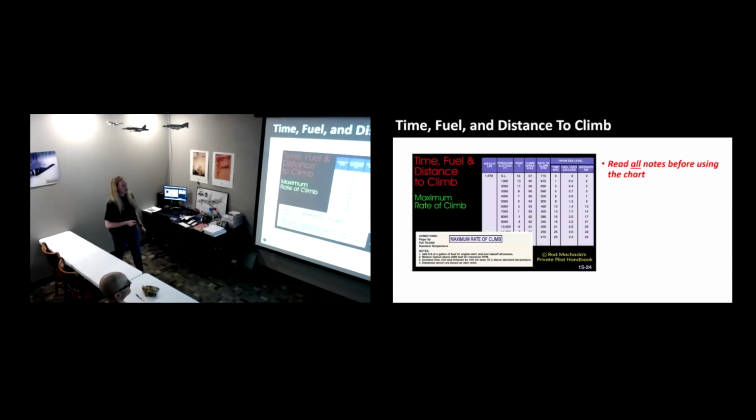Read all the notes before using the charts. So this one says: add 0.8 gallons of fuel for engine start, taxi, and takeoff. Cool. Mixture leaned above 3,000 feet for maximum RPM. Increase time, fuel, and distance by 10% for each 10 degrees Celsius. And distances shown are based on 0 wind, so you have to take that into account. You see why I'm starting to like the other charts a little bit better than these things? There's so much extra stuff you have to do.